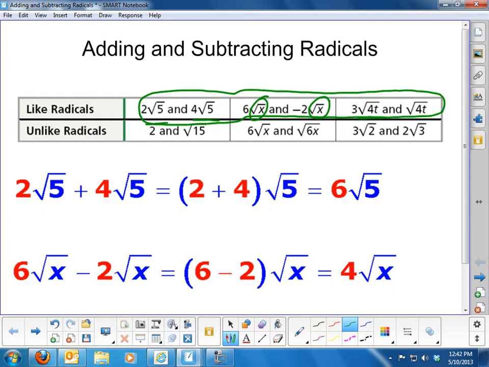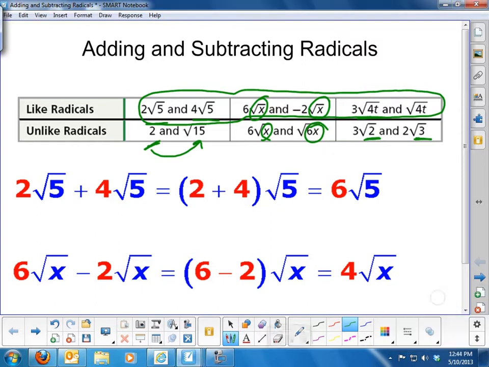The ones on the bottom are examples of things that are unlike. Because 2 here doesn't even have a square root symbol. It cannot be a like term with this square root of 15 that has a 15 under the square root symbol. The next example, we have an x under the square root and a 6x under the square root. Those cannot be like terms because they're not the same. They both have an x, but they don't have everything the same, so they're not like terms. The next one, we have a 2 under the square root and a 3 under the square root. Those are not the same numbers, so they cannot be combined.